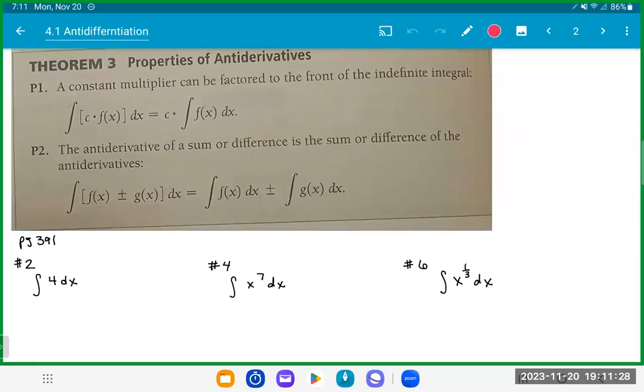So we also have some properties of antiderivatives. Basically this is saying if I have some integral and I have some constant times a function, we can bring the constant to the outside and then just integrate the function itself. And the other one is very much like the sum rule: if I have one function plus or minus another function, I can just integrate each of them individually, and that works as well. Okay? Questions?